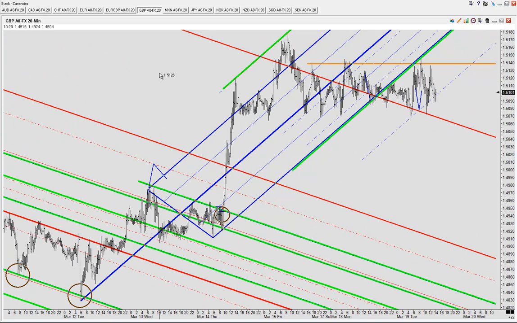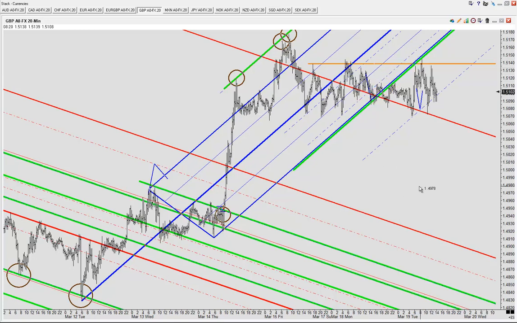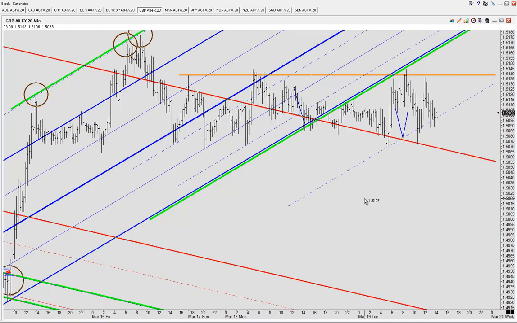Now, does anyone think that this particular fork did anything? I do. Look at the high here, and here, double tap. So I would look for support at the bottom of the fork. That's where I'm looking for support, along the lower parallel of the fork. So what happened? Well, we came down.